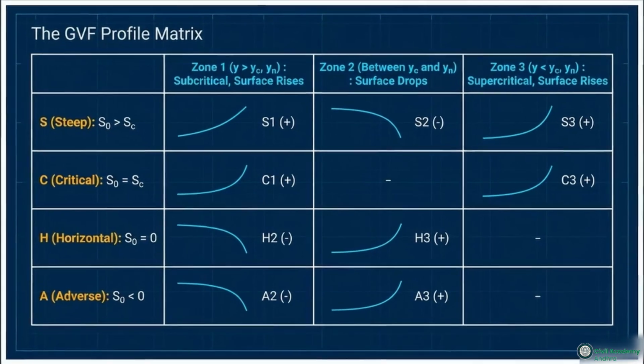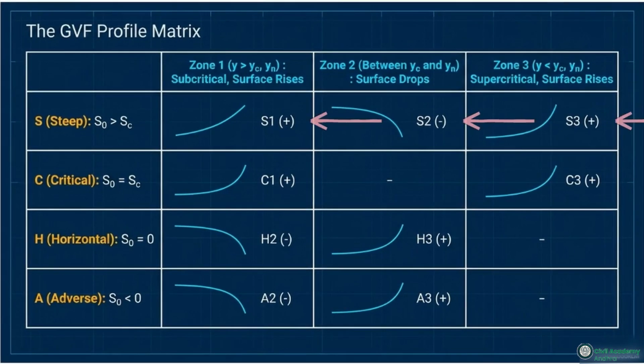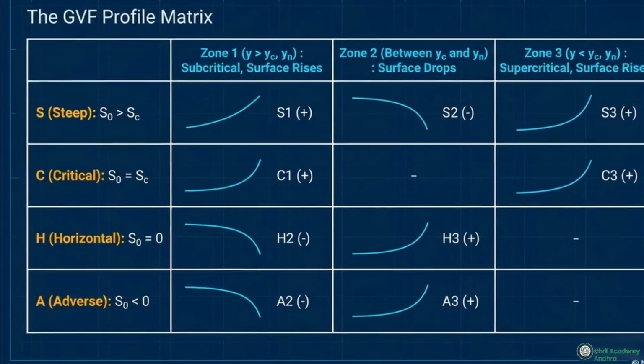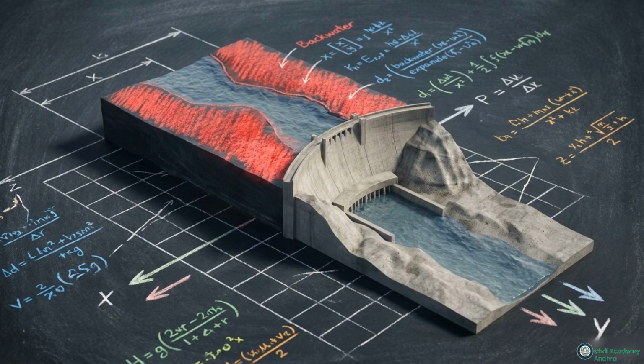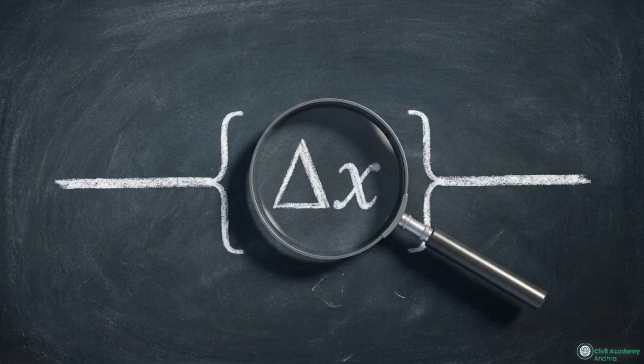A universal rule applies here. Surface profiles rise in zones 1 and 3 and drop in zone 2. Horizontal and adverse slopes present a mathematical anomaly. Because normal flow cannot exist on these slopes, zone 1 profiles are physically impossible to generate. Mapping these GVF profiles allows engineers to predict the exact upstream distance before backwater overtops a dam or floods a channel. Beyond categorizing the curve type, engineers must calculate the physical distance, delta x, over which the profile extends.